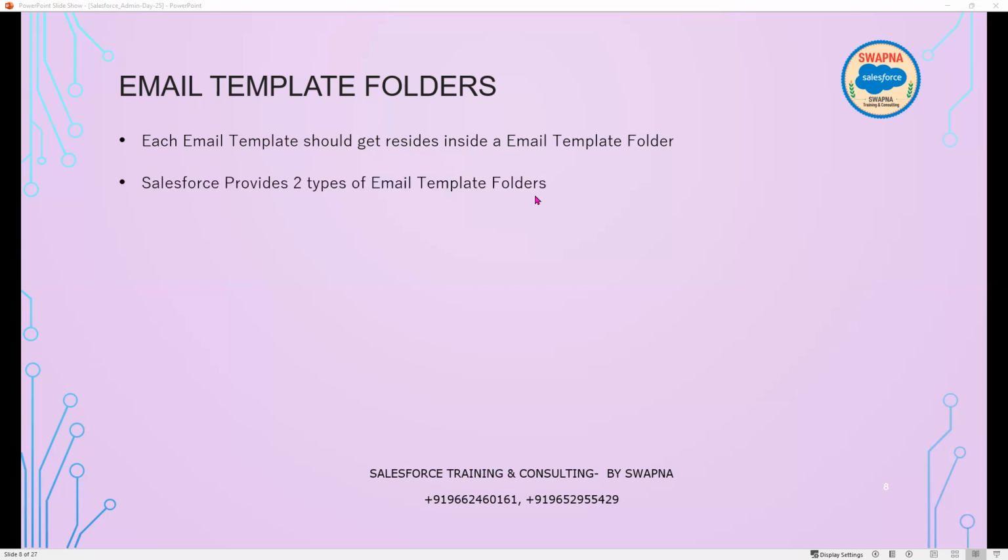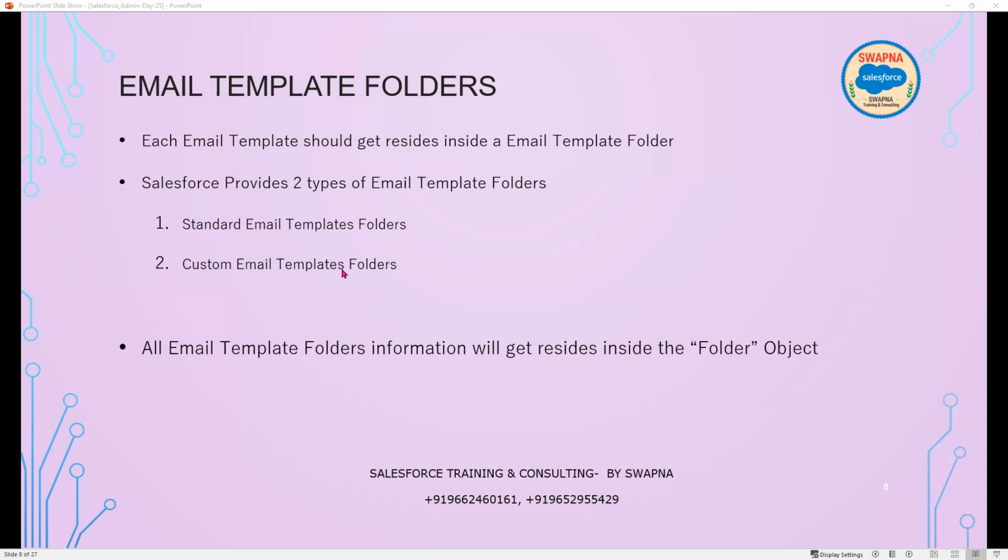Now, Salesforce provides two types of email template folders. A few folders are provided by Salesforce, which are called standard email template folders. And the second one is custom email template folders. Salesforce has given some standard email template folders, and apart from the standard ones, if you want to create your own, you can create your own custom email template folder as well. Now, all email template folders reside inside the folder object.